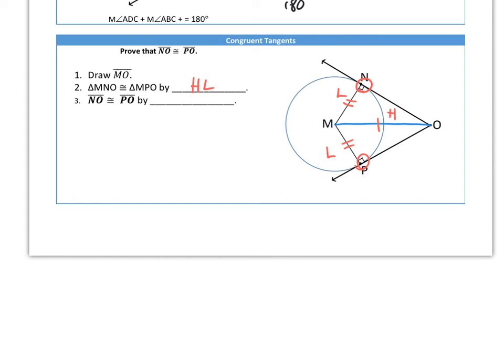And since the triangles are congruent, all of the corresponding parts of the triangles are congruent. So we'd say corresponding parts of congruent triangles are congruent, and that is sufficient to tell us that NO is congruent to PO. So in other words, tangents to a circle that have a common endpoint are congruent.